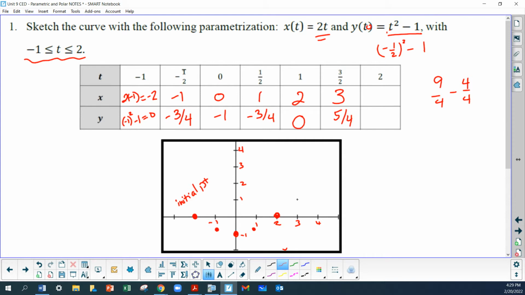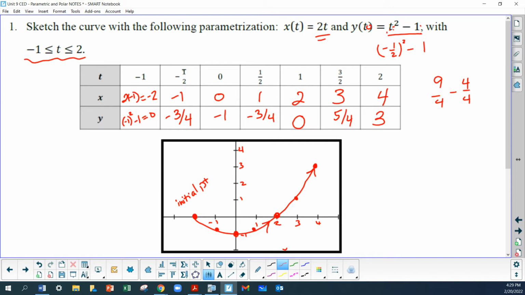So 3 and then 1 1/4. And put in 2, I'd come out with 4 for x. Put in 2, 4 minus 1 would give me 3. So I have the spot 4, 3. And then go ahead and connect them. There is a direction being plotted out, isn't there? And you can show the direction along that curve if you wish.